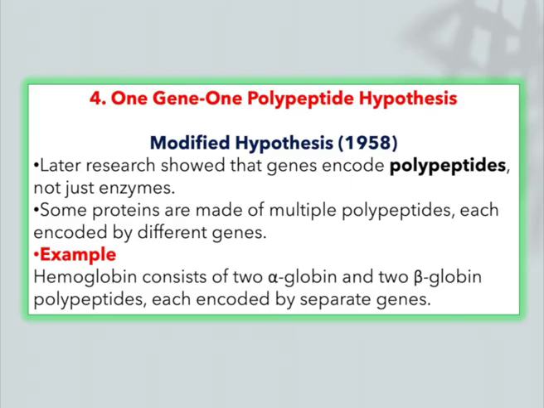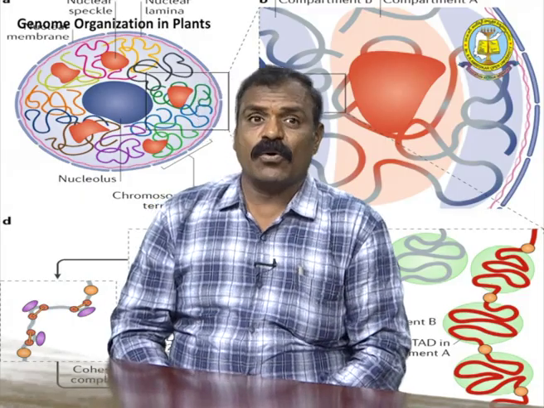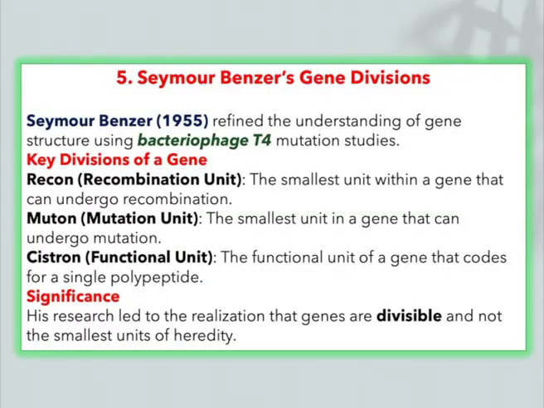It was given by Ingram in 1958. So in this research, one gene codes for one polypeptide. The best example is human hemoglobin, which consists of 2 alpha globin and 2 beta globin polypeptides, each coded by separate genes. Then the gene is also not a single part, it is divisible. This phenomenon was practically and evidentially proved by Seymour Benzer in 1955 in bacteriophage T4.